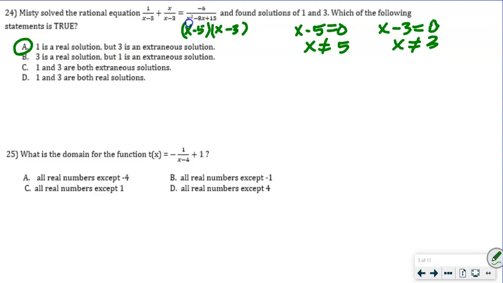So the number 25 is what's the domain for the function. So what we want to do is set our denominator right here equal to 0. So this is going to be x minus 4 equals 0. So x cannot equal 4. So this is going to be all real numbers except for 4. And so that's D.